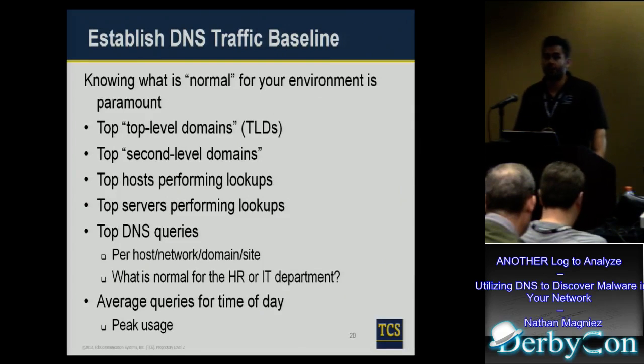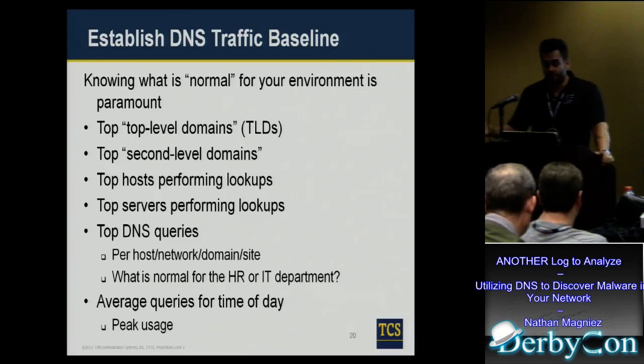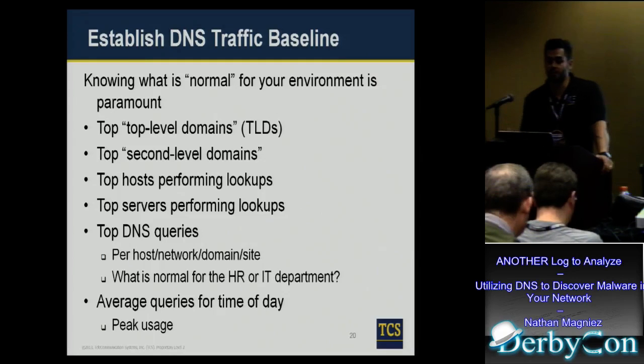That's going to be paramount for this. Basically, what is normal for your environment? It's going to be different everywhere, so you need to know what's going on in your environment ahead of time. So establish a baseline for the top level domains, so the .coms, the .govs, the .mils, what have you, .edu. The second level domains: you know your users are going to Facebook every day, they're going to YouTube. That's normal. What's outside of that scope? The top hosts that are performing those lookups, the servers as well, and then those top DNS queries.